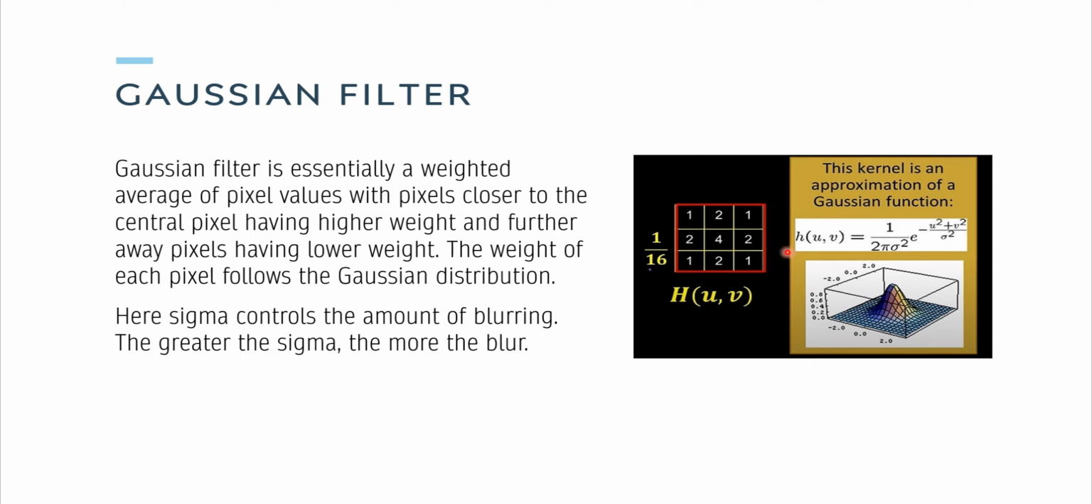They are calculated from this equation, which is a Gaussian function. Here, sigma controls the amount of blur. Greater the sigma, the more the blur will be.